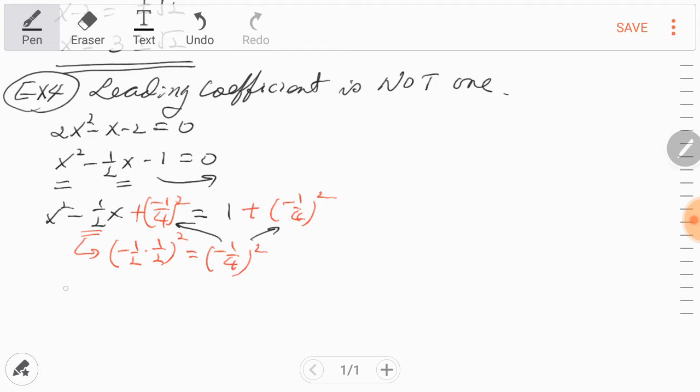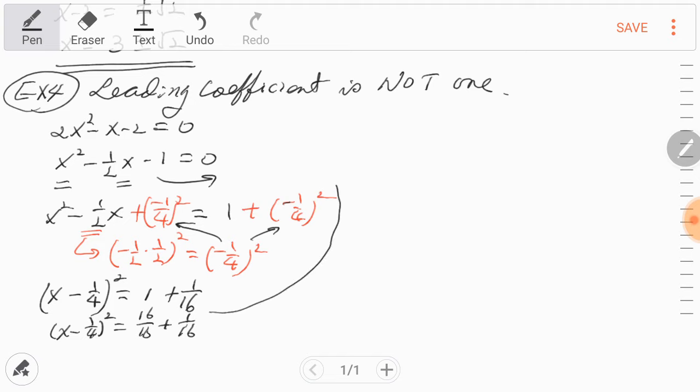Okay, then the left side is what? X minus 1 over 4 squared is equal to 1 plus negative 1 over 4 squared, which is positive 1 over 16. Then x minus 1 over 4 squared is equal to 16 over 16 plus 1 over 16, which is 17 over 16. So x minus 1 over 4 squared is equal to 17 over 16.